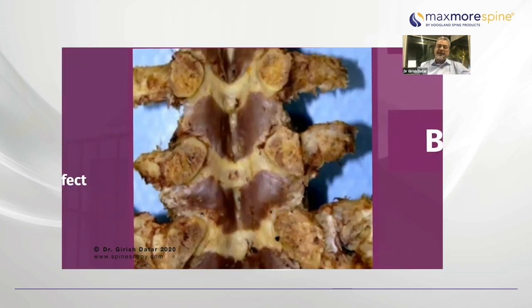So in transforaminal endoscopy, this is the center and this is the medial pedicular border, and this is where we land with our endoscope. So if I'm landing here with the endoscope and I know that there is no pathology here, all I have to work on is the lateral recess, the foramen and the extraforaminal region.